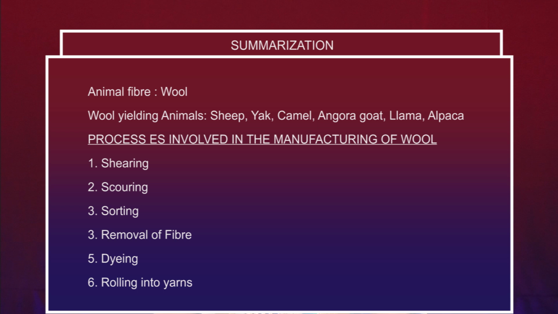So student, now we will sum up the things that we have learned today. Today, we focused on animal fibers. We discussed wool. We also talked about different wool yielding animals. And lastly, we focused on the processes involved in manufacturing wool from its fibers.